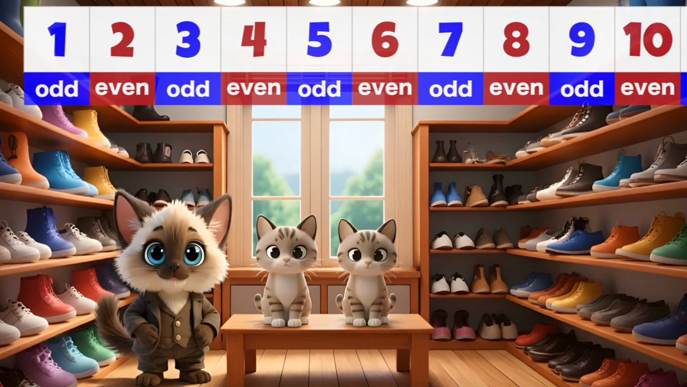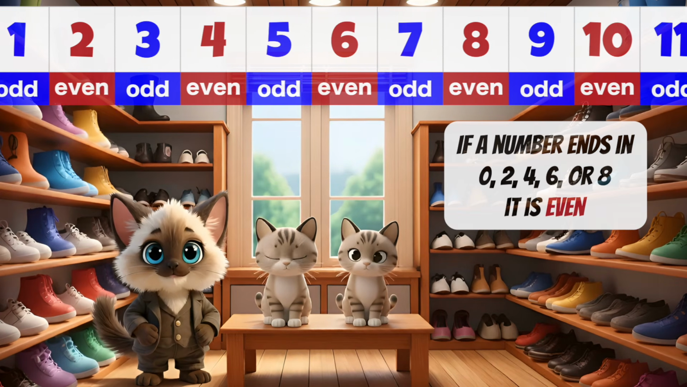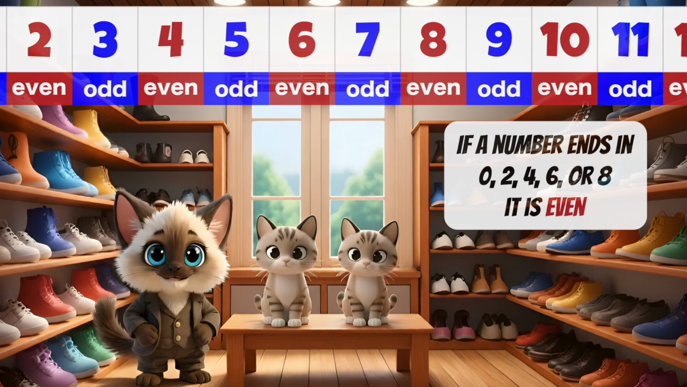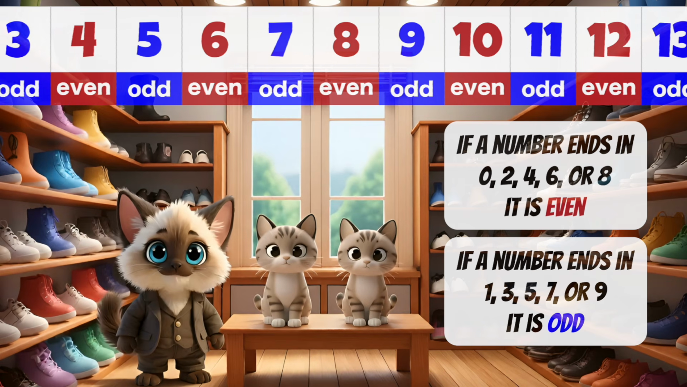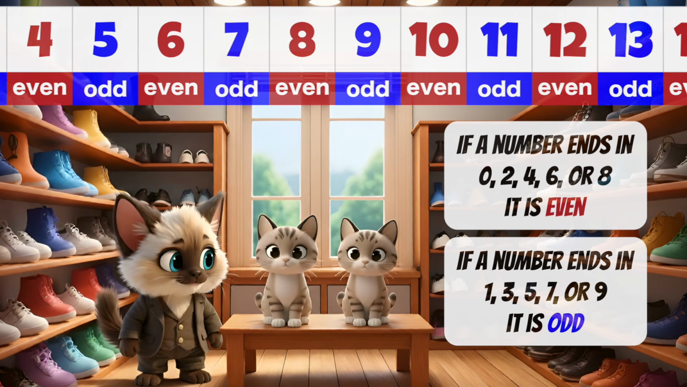Here's a quick trick. If a number ends in 0, 2, 4, 6, or 8, it's even. If a number ends in 1, 3, 5, 7, or 9, it's odd.